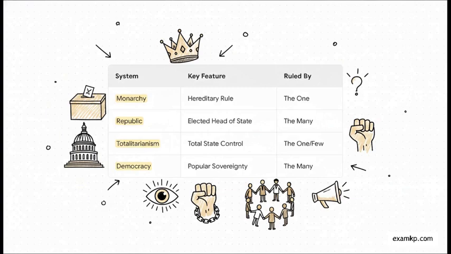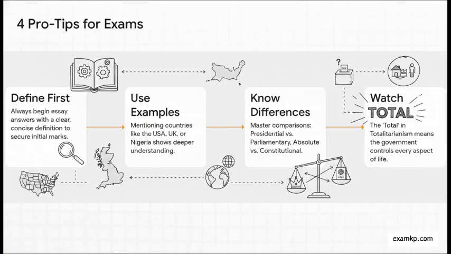It's gold. And before we go, let me leave you with my top 4 pro tips for the exam. Number 1, always start an essay with a clear definition. It's easy marks. Number 2, use real examples. Mentioning countries shows you know what you're talking about. Number 3, master those key comparisons, especially presidential versus parliamentary. And number 4, look for clues in the keywords of the question itself. Remember, the total in totalitarian literally tells you the answer is about total control.